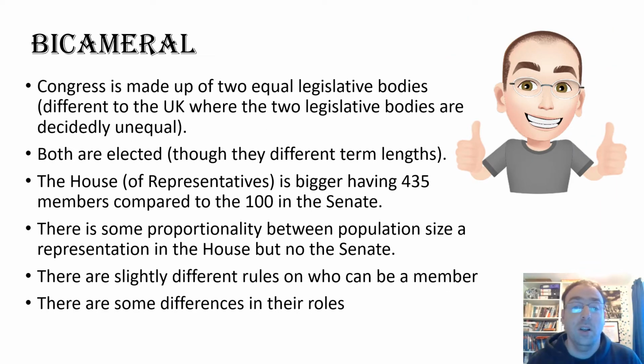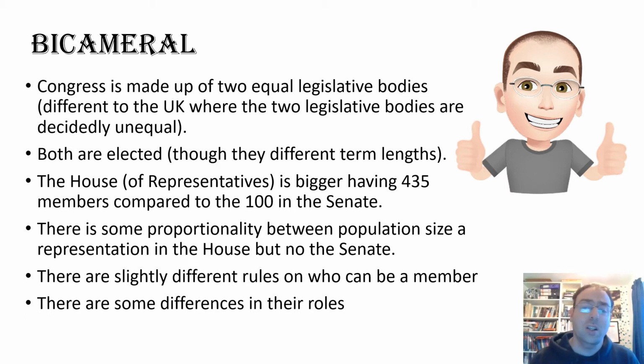So bicameral, and what this means is essentially that Congress is made up of two legislative bodies. In the US, Congress has got two equal legislative bodies, which is very different to the UK one, where the two legislative bodies are decidedly unequal, with huge amounts of power sitting with the House of Commons and merely the power to delay and a bit of oversight in the House of Lords. Now, they are both elected in the US, which, again, explains that greater balance in power, though they are elected for different lengths of time, and that's something I'll go through shortly.